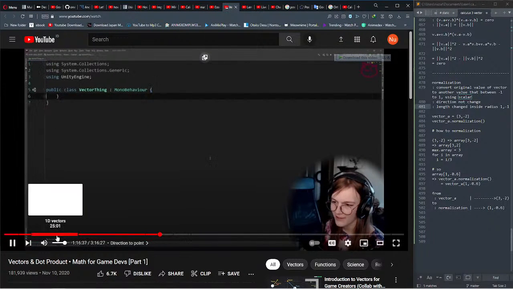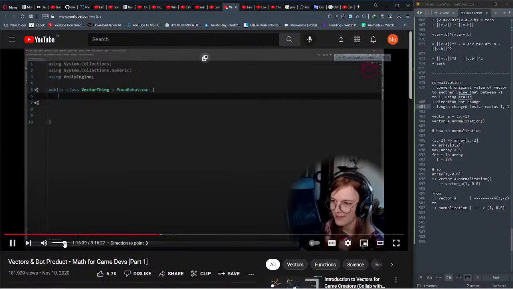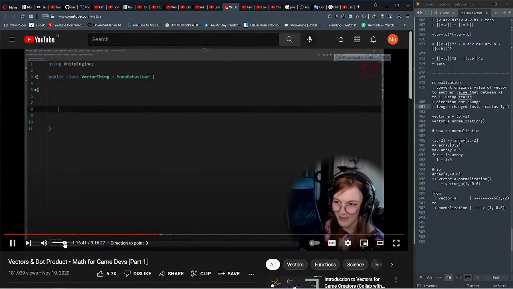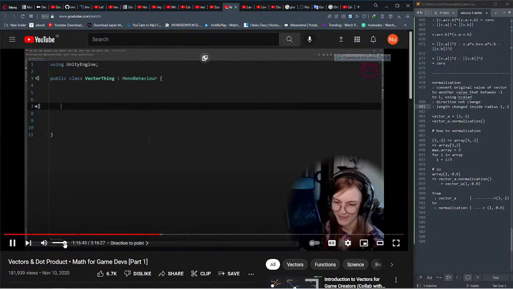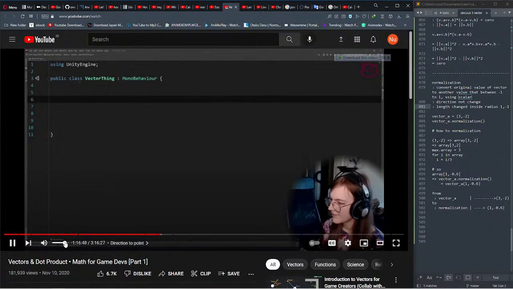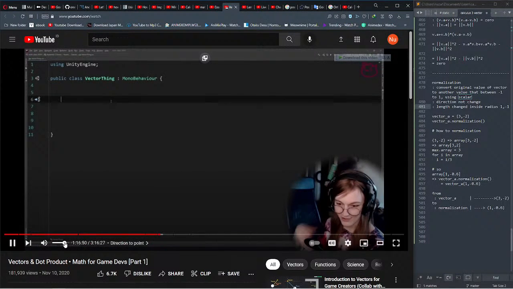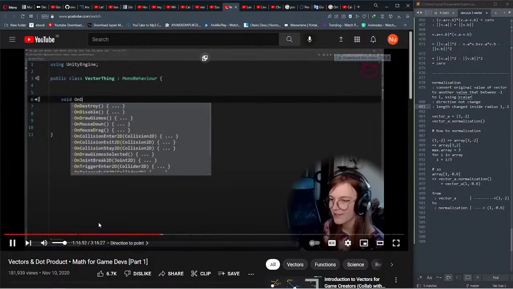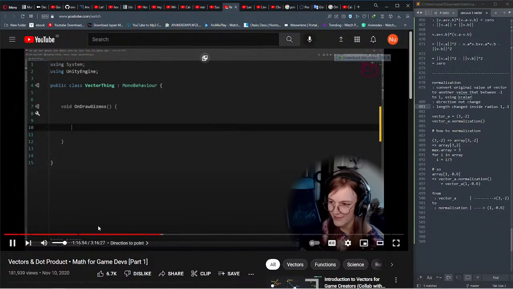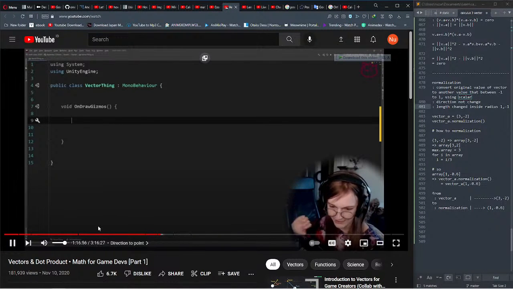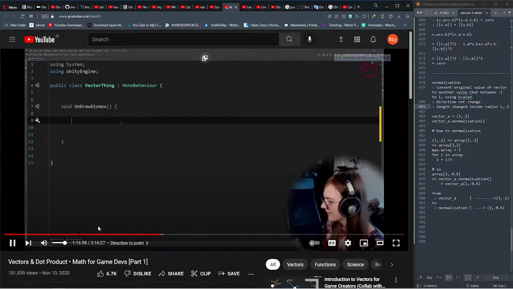I probably should have done code examples earlier, actually, because again, I like keeping things very pragmatic and practical. Okay, let's just do some of the things we've done here, just to show how it works, right? So I usually really like using onDrawGizmos because you can see it in the editor. You can very easily draw lines and whatnot.